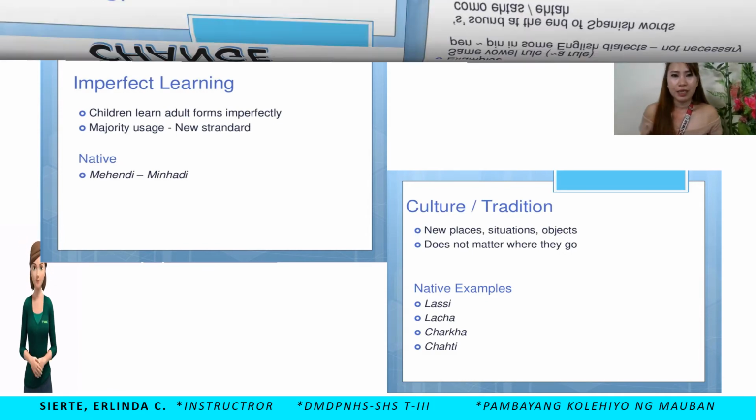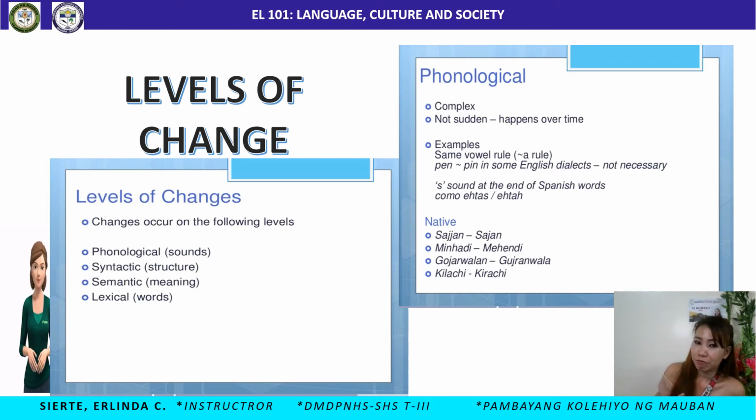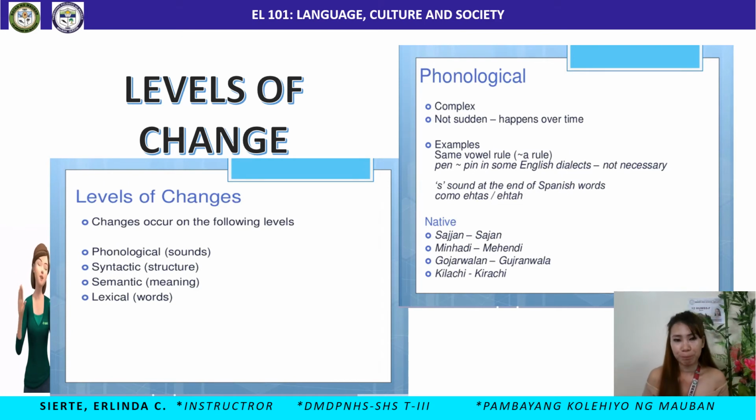Next, the levels of change. We have the changes that occur in the following levels: phonological, or the sounds; syntactic, or the structure of the sentence; semantic, or the meaning of what we are telling someone else; lexical, or the words we use, and that varies on the context in which we are using the language.